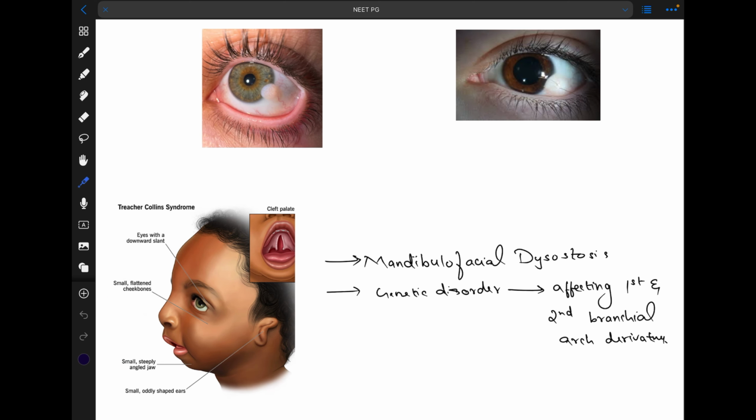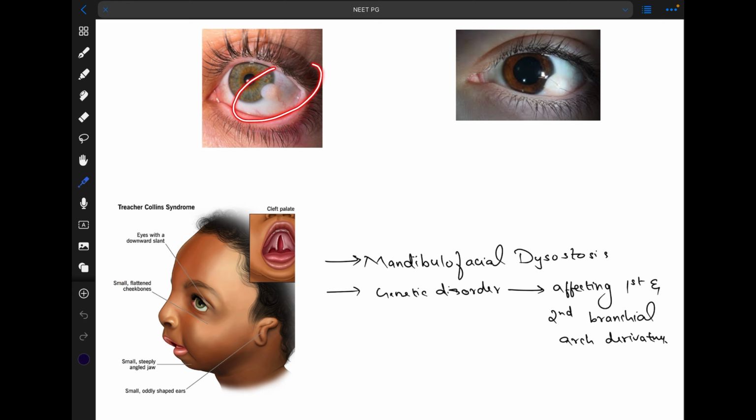So what is Treacher-Collins syndrome? Treacher-Collins syndrome is a mandibulofacial dysostosis. It is a genetic disorder affecting the first and second branchial arch derivatives. These are the features: eyes with a downward slant, small and flattened cheekbones, a small, receding jaw, and also small, oddly shaped ears.